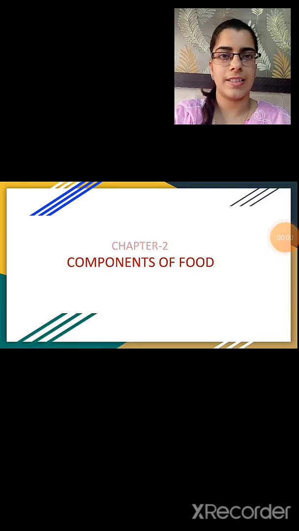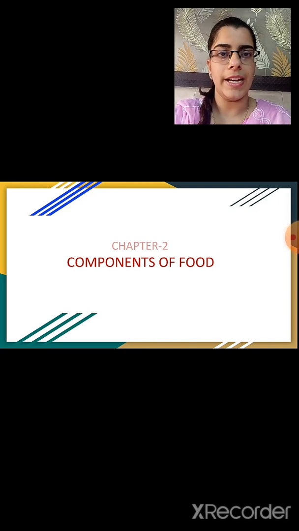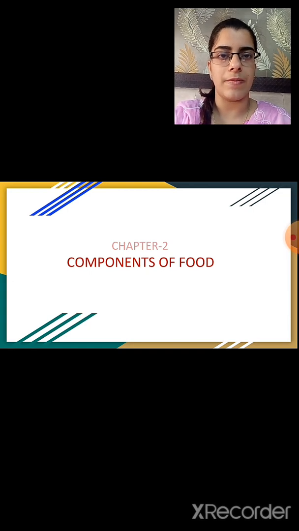Hello students, in our previous session we revised chapter number 1, that is Food: Where Does It Come From. So in today's session we are going to revise chapter number 2, that is Components of Food.